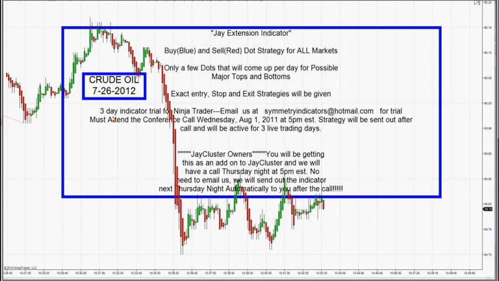This is crude oil that I will be playing today. I thought I'd give you recent data on dots that happened live today, and I'm going to play this for you in one second. But you have to email us at symmetryindicators@hotmail.com. Just say, I'd like the free 3-day trial. Here's my machine ID. Include your machine ID.